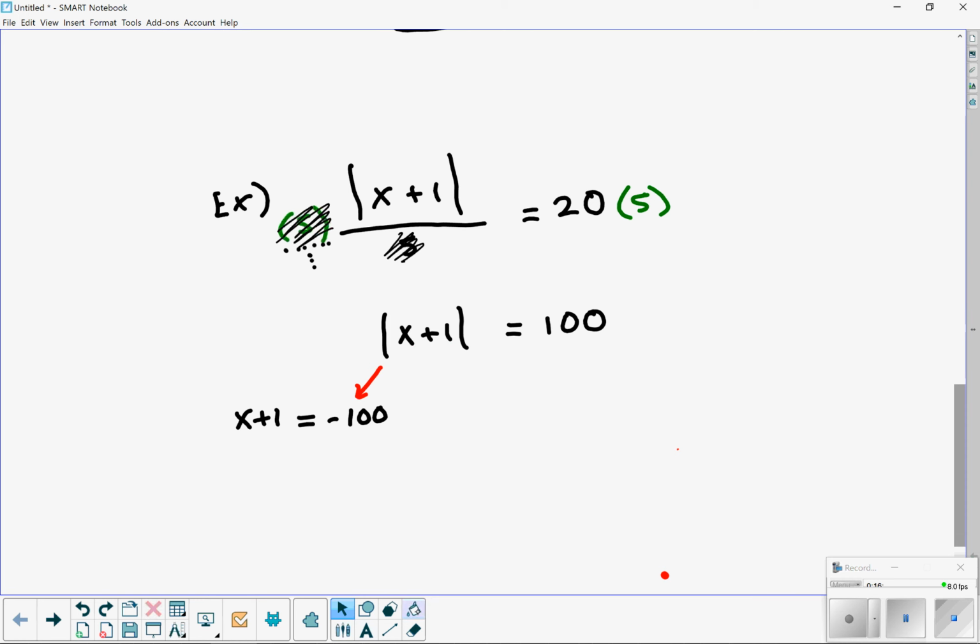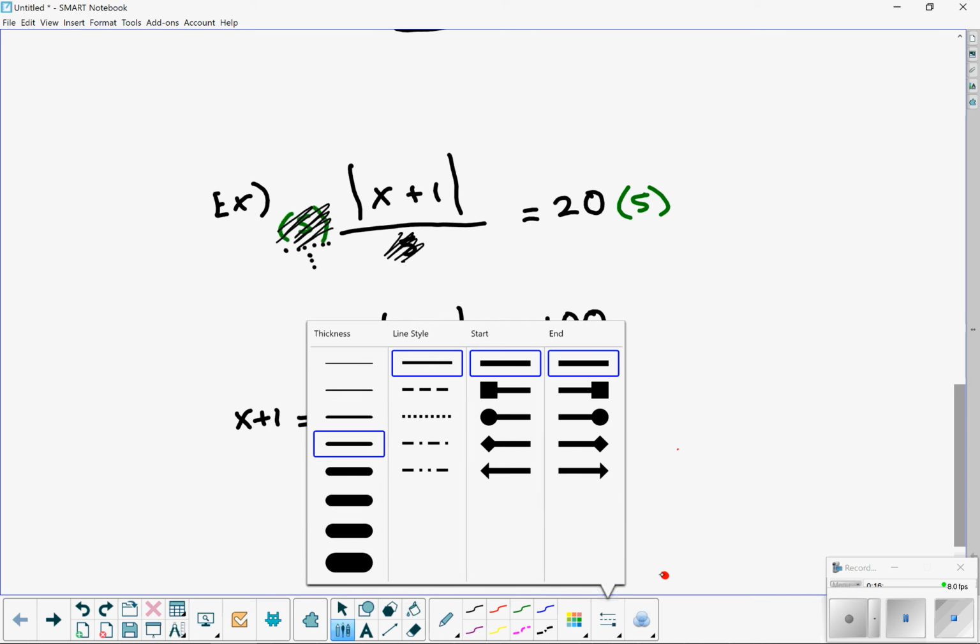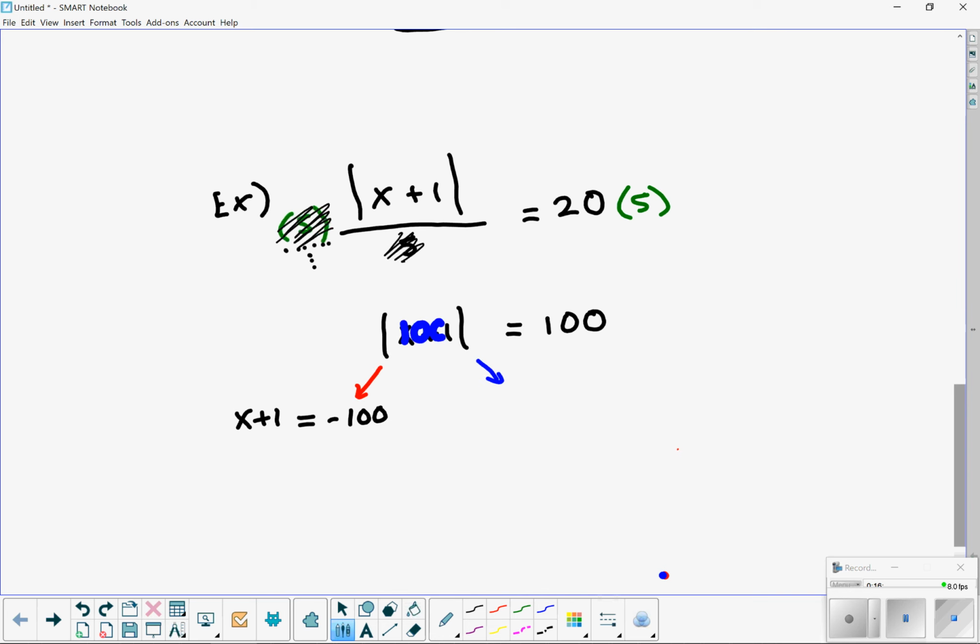Or inside the absolute value, right, it could also be equal to 100 because, again, the absolute value of 100 is also 100. So if I have x plus 1 is the same as 100, then that means your absolute value would be 100 also, which will be true. So this allows us to write it down as x plus 1, which is the stuff inside, is the same as 100. And by doing this, we are able to get two different equations from this absolute value.